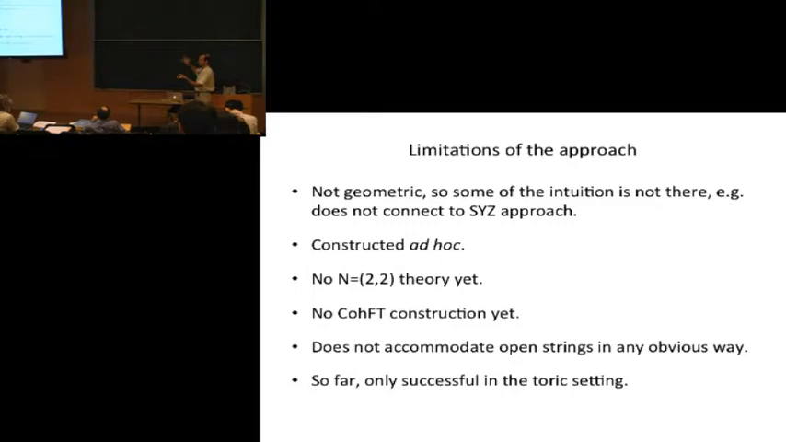Because I'm using a variety in the mirror, this approach is not geometric. So it doesn't connect to the sigma model; it's very algebraic, as you see. The vertex algebras are ad hoc. There is no N=(2,2), but perhaps one can try. Certainly, it would be interesting from the physical point of view to take this differential and see if you can do it with the anti-holomorphic guys as well, however you want to do it. There is no cohomological field theory, which would require going to curves of higher genus. It's not impossible, but that will probably get messy.